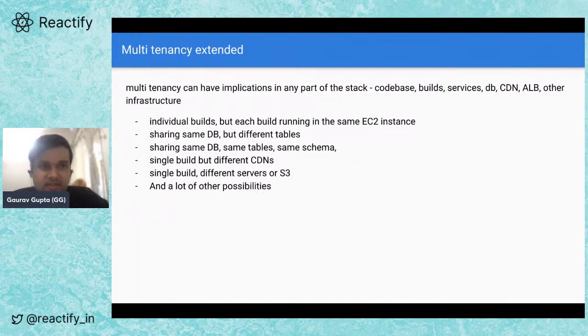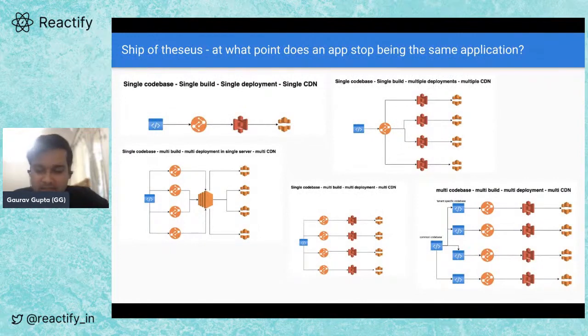Just furthering this point, taking inspiration from the Ship of Theseus, look at all of these examples and think about when an app stops being the same application. One example is you have a single code base, single build, single deployment, single CDN, and that is your app. You can still support multiple tenants here. Then you might have multiple builds, multiple deployments, multiple CDNs, where you have one single code base. Now this again is the same application because it is providing the same functionality to all of its tenants or all of its users.